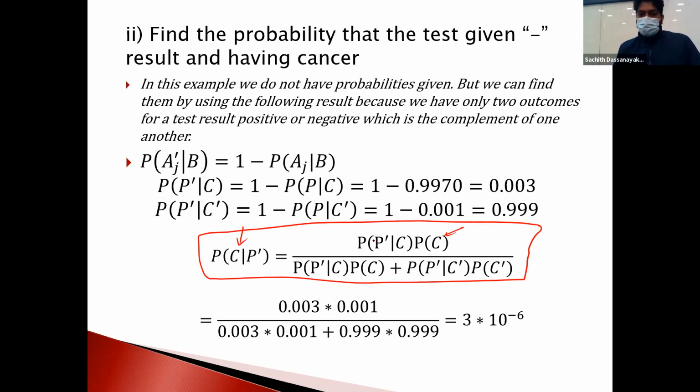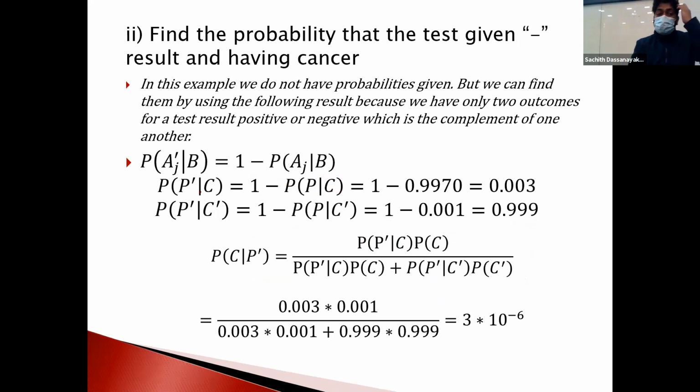Check this one. Probability of P dash given C. P dash given C, we don't have. But we have P given C. Yes, we have that. So we can find probability of P dash given C. How? By using 1 minus probability of P given C.